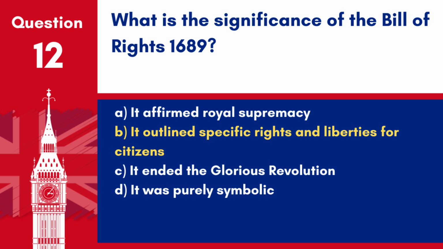Answer B. It outlines specific rights and liberties for citizens. The Bill of Rights 1689 established limits on the powers of the Crown and set out the rights of Parliament.